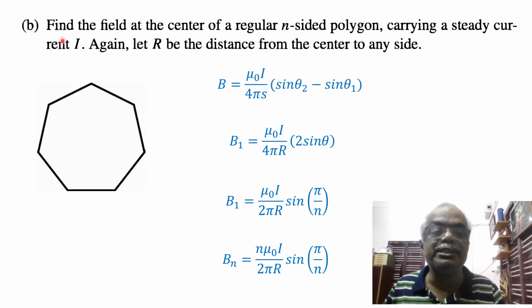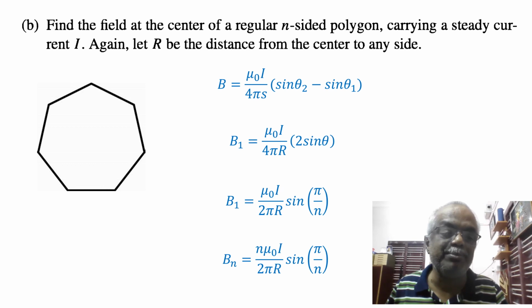Part 2 is to find the field at the center of a regular n-sided polygon carrying a steady current I. Again, let R be the distance from the center to any side. Polygon means it may have any number of sides. I have taken a 7-sided polygon, but it may be more than 7-sided. We will find the generalized solution.